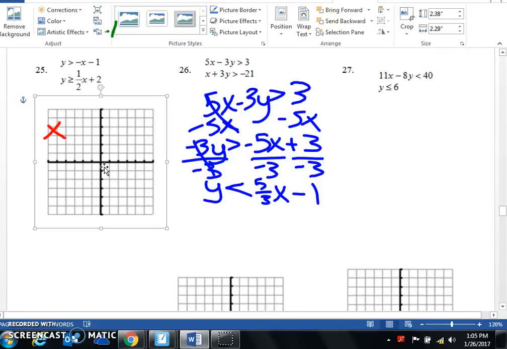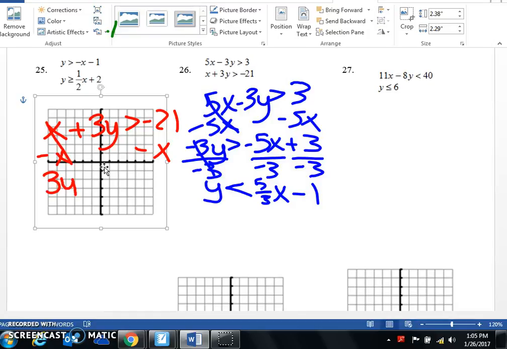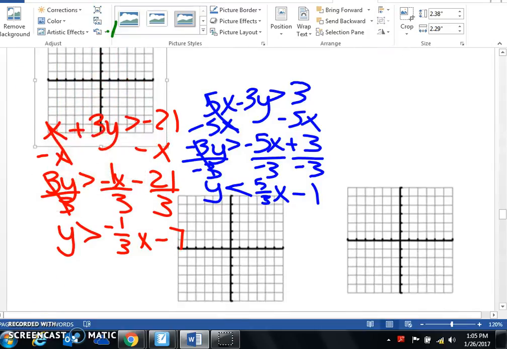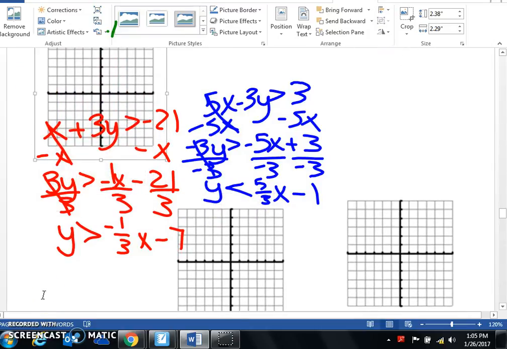All right, so x plus 3y is greater than -21. Let's subtract over that x. Divide everything by 3. We get to keep the sign because we just divided by a positive. So that's -1/3 x minus 7. And now we need to graph those. All right, so let's do the blue one first.